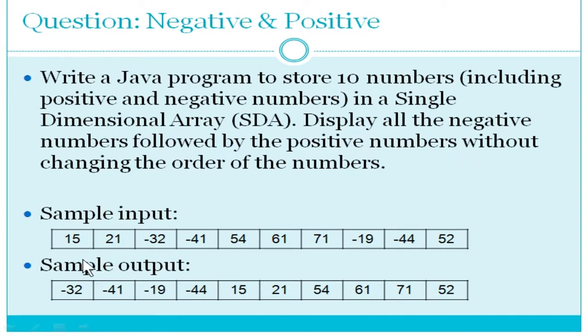You can see the sample input which has 10 elements with a mix of positive and negative numbers, and in the output you can see negative numbers will be printed first and then followed by the positive numbers, but you can see that it is not in any order. It is not in ascending or descending order. It is just negative numbers first and then positive numbers without changing the order. So in the order in which you give the input, you are going to display it. So we are going to see the program.